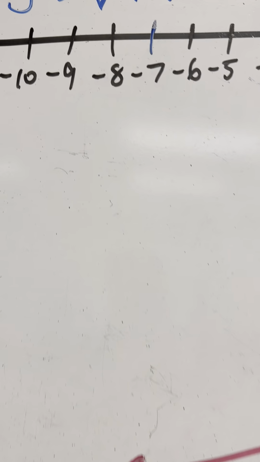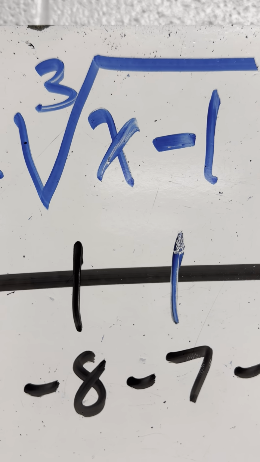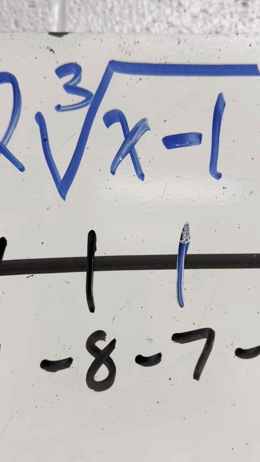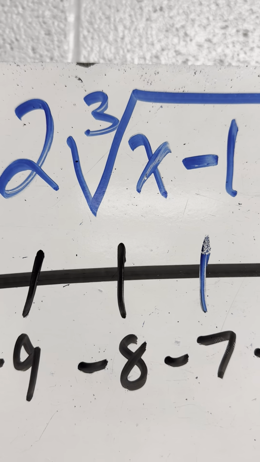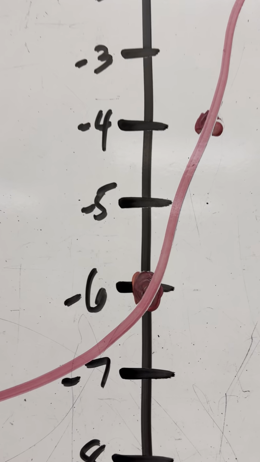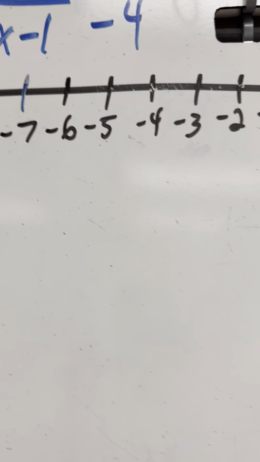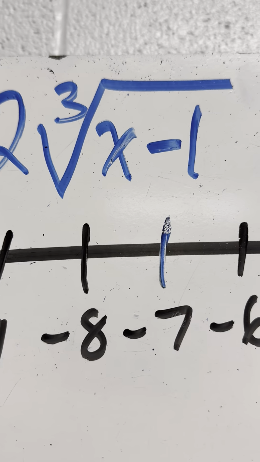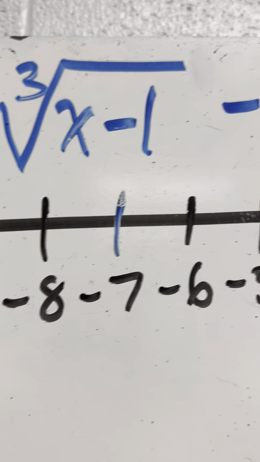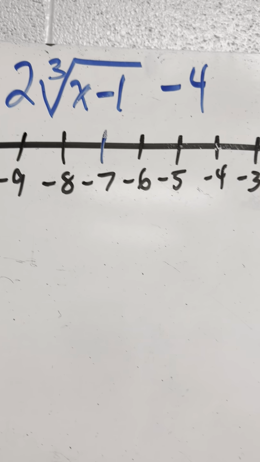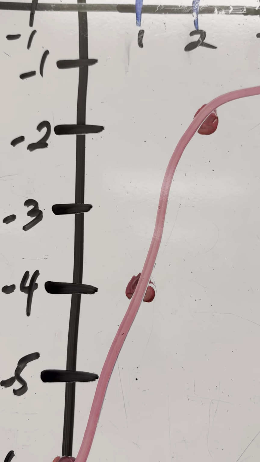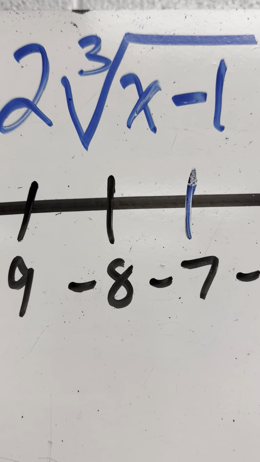Next, I'm going to use 0 because 0 minus 1 is negative 1. And the cube root of negative 1 is negative 1. 2 times negative 1 is negative 2. Negative 2 minus 4 is negative 6. So I've got 0, negative 6. Next, I'm going to use 1 because 1 minus 1 is 0. Cube root of 0 is 0. 2 times 0 is 0. Minus 4 is negative 4. So I've got 1, negative 4, right? Because 1 minus 1 made 0, right?